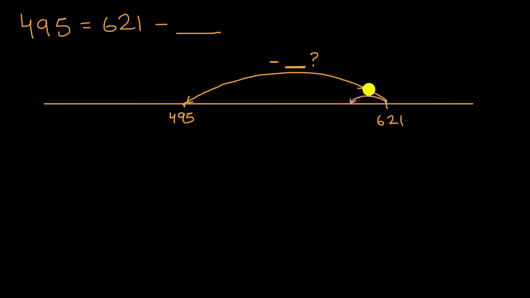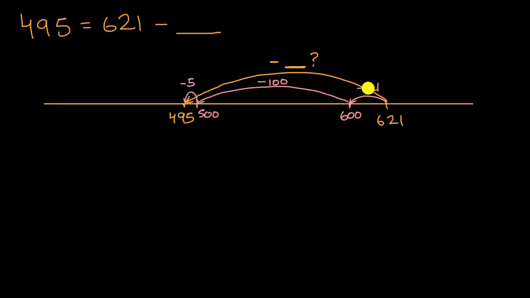So let me do minus 21 would get us to 600. Then we could subtract another 100 to get to 500. And then to go from 500 to 495, we would subtract another 5. So to go from 621 to 495, and I picked these numbers intentionally, I picked 21 to subtract to get to 600, I picked 100 to get to 500, and then I picked 5 to get to 495.